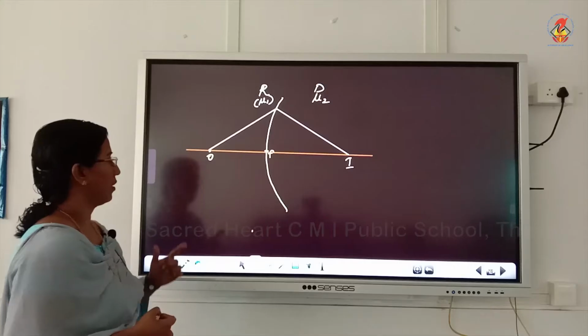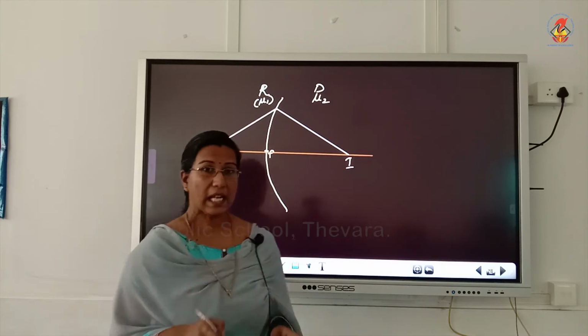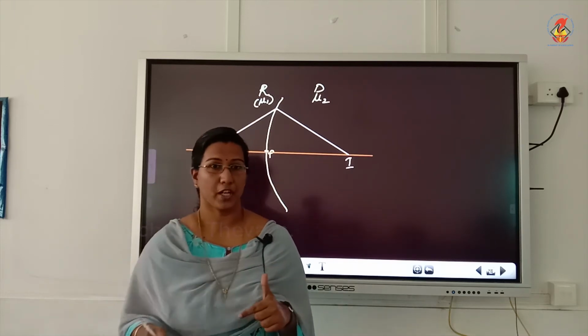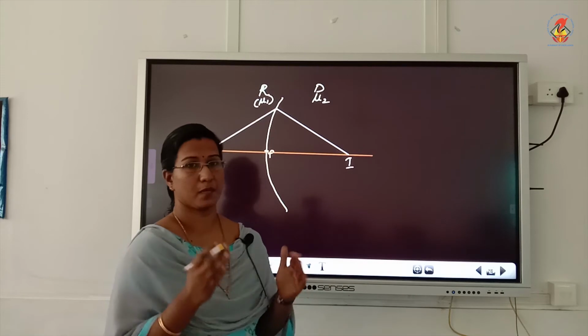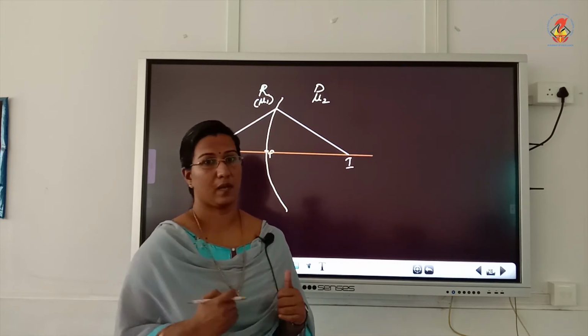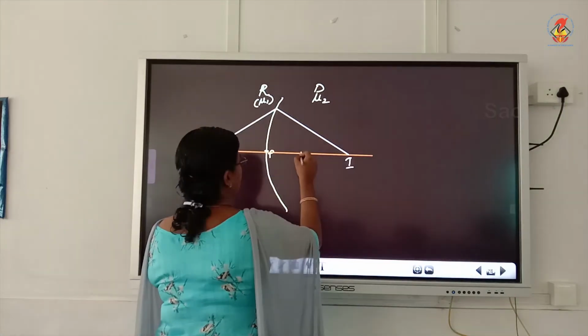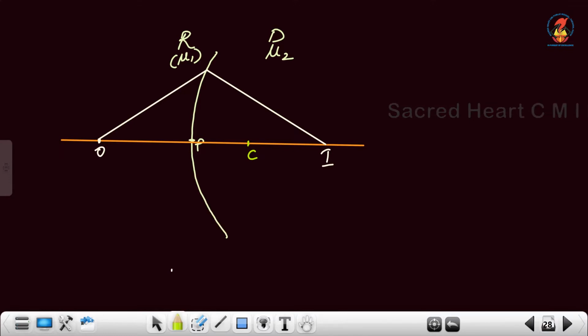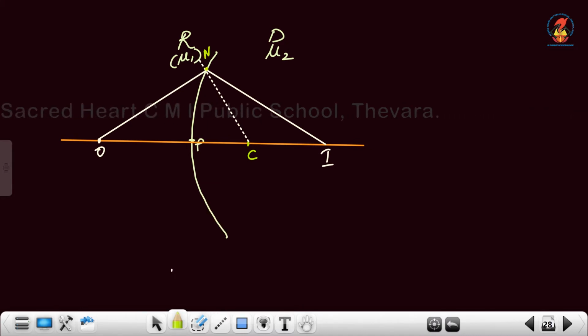We are going to measure the angle of incidence and angle of refraction. Now one thing you have to remember is any line drawn from the spherical surface to the center of curvature is always a normal. So if this is the center of curvature of the spherical surface, then this is the normal, and this point we can take as N. The ray meets the spherical surface at point N.